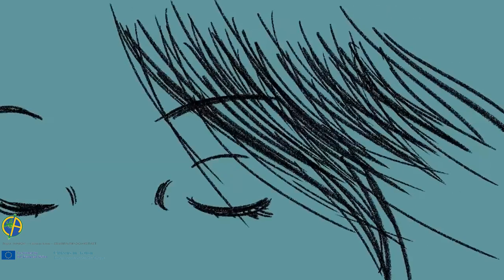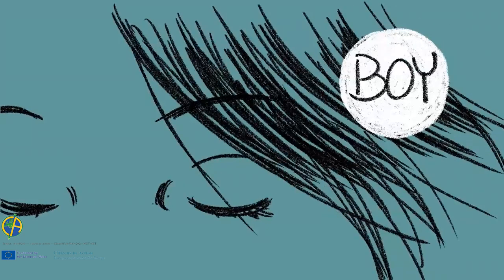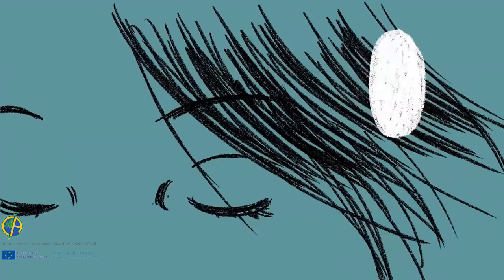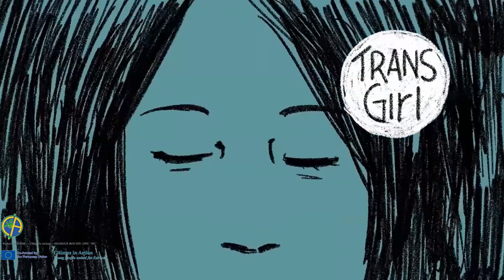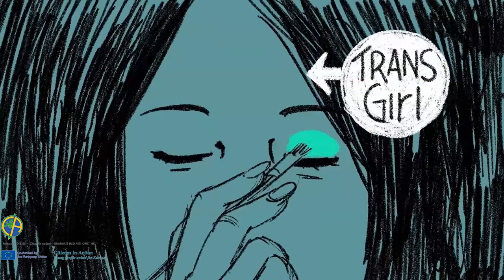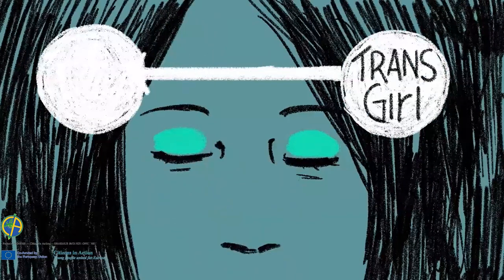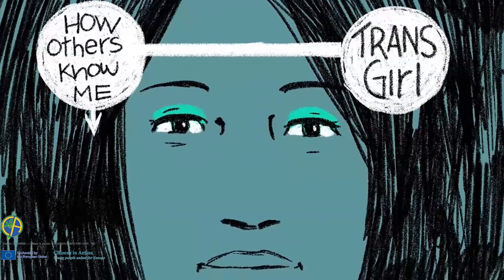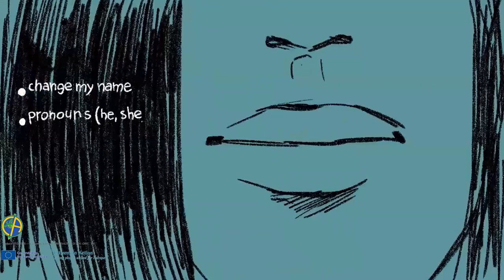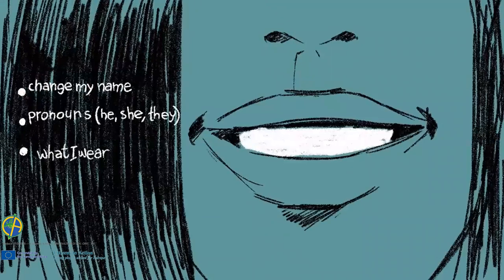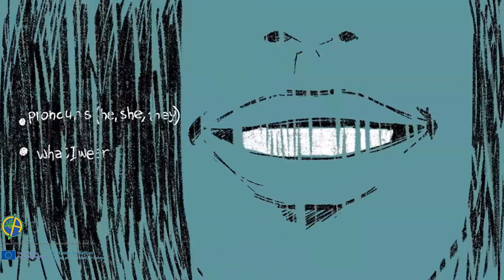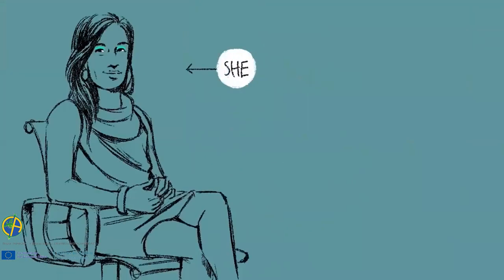I was told I was a boy, but as I have grown up, I've come to know I'm a girl. I call myself a trans girl. In order to match my sex with my gender, I am transitioning, which means I want to change how others know me. Part of my transition is for me to change my name, pronouns, and some of what I wear. It means it is important that you call me she when you talk to and about me.